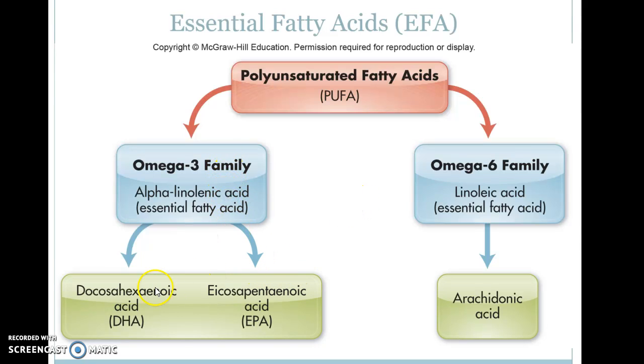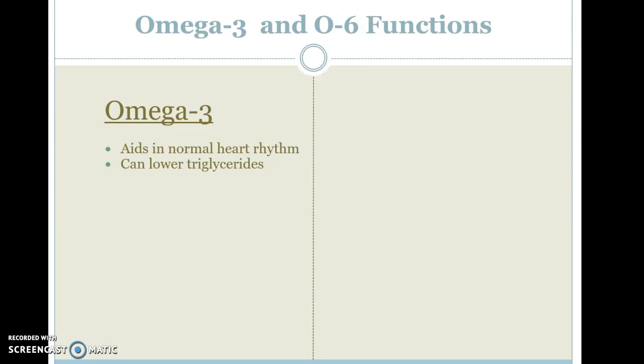Sometimes you can buy pills that have essential fatty acids in them. Once you have the omega-3, your body can then make DHA, EPA, these other fatty acids, and these are often in fish oils. And from omega-6 can be made arachidonic acid, which you might see abbreviated as AHA.